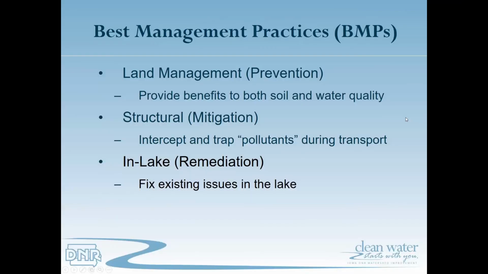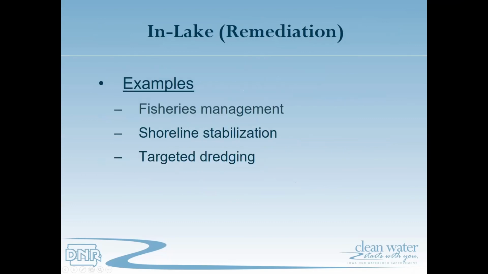Our last type of best management practice are remediation practices, and these are meant to fix existing issues in the lake. So if after trying to prevent and mitigate phosphorus from getting to the lake, we still see issues with our water quality expectations, we can go in there and actually fix some issues. And some examples of that are fisheries management, or if you can imagine taking control of some of those rougher carp species that can stir up the soil on the bottom and resuspend that phosphorus.